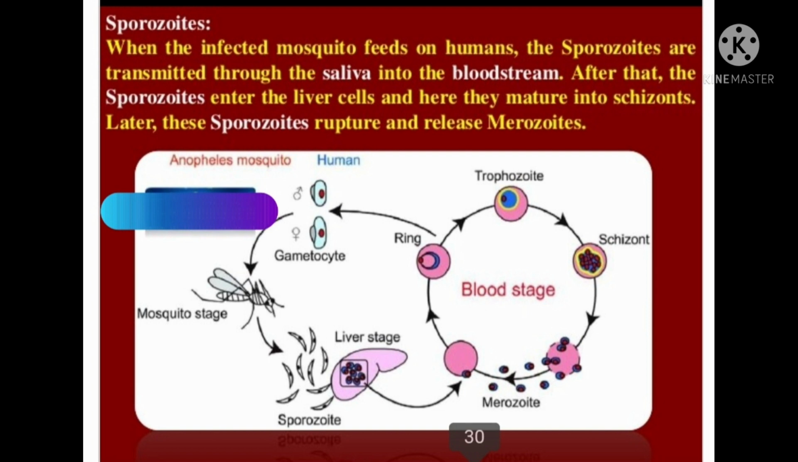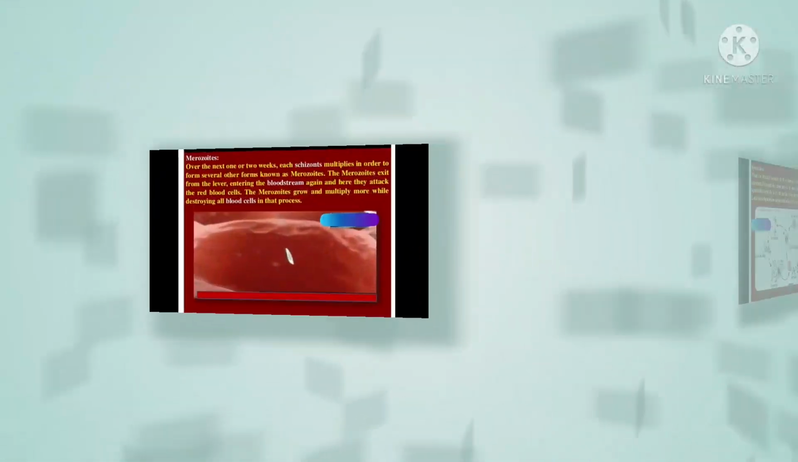So, as you can see in the diagram as well, first there is the gametocyte which is inside the mosquito, and then it produces sporozoites, that is the liver stage, and from that there is further rupture and production of merozoites, and that will further go into other phases, and we will learn about those now.